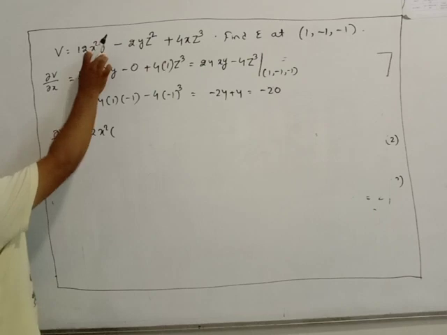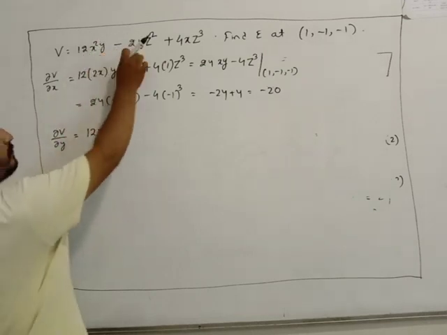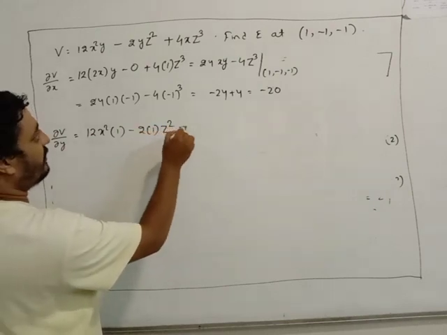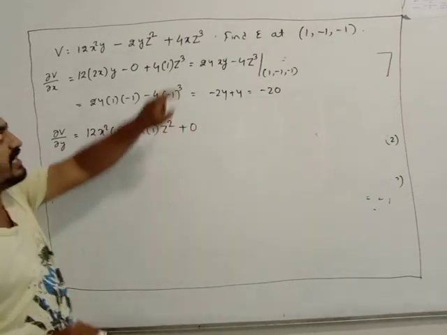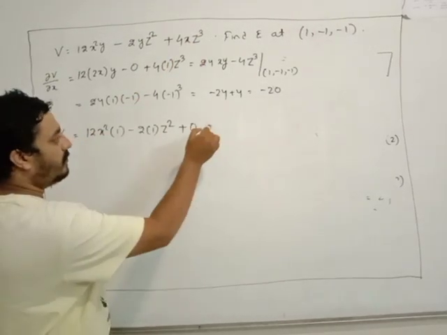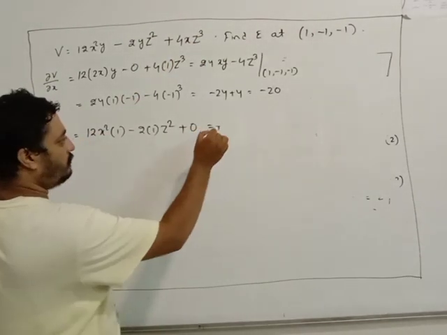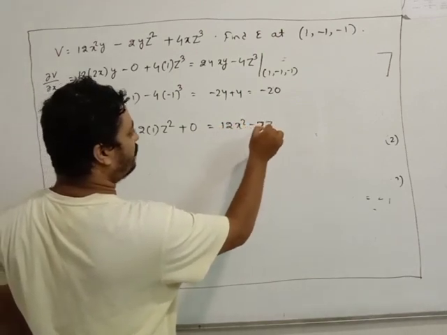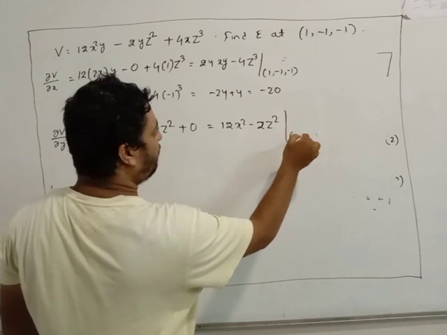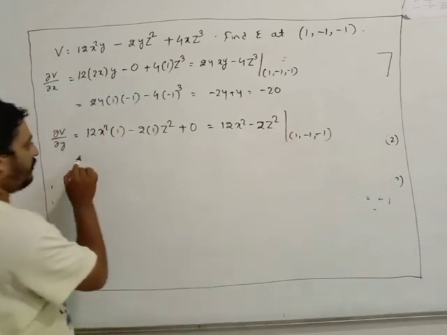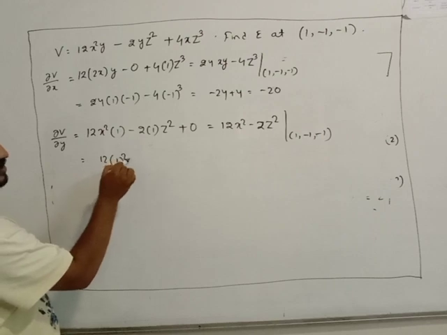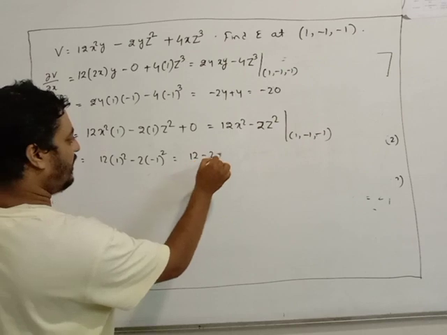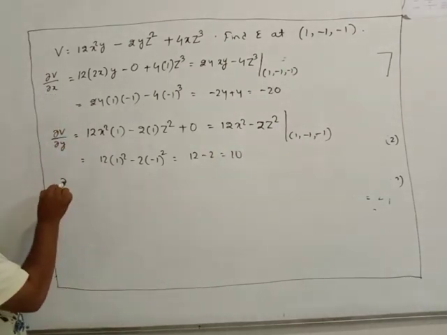12x square into derivative of y is 1 minus 2 into derivative of y is 1 into z square plus 0, because it has no y term, so it will become 12x square minus 2z square. Substituting the point 1, minus 1, minus 1, we will get 12 into 1 square minus 2 into minus 1 square. It will become 12 minus 2, that is equal to 10.